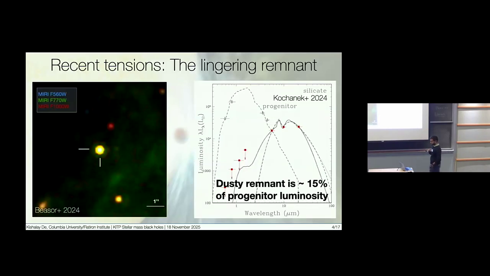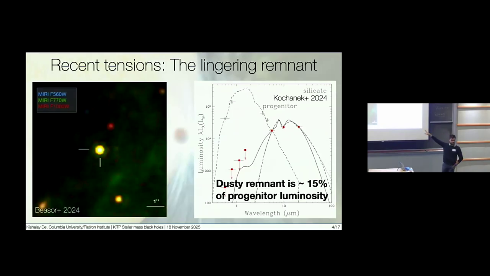But it turns out that this is the SED of that source compared to its progenitor. So the dashed line here is the progenitor star, and you see what the remnant looks like today. It's a very dusty, obscured source. And the main point is that the luminosity of the source today is actually much, much fainter than what the progenitor was.